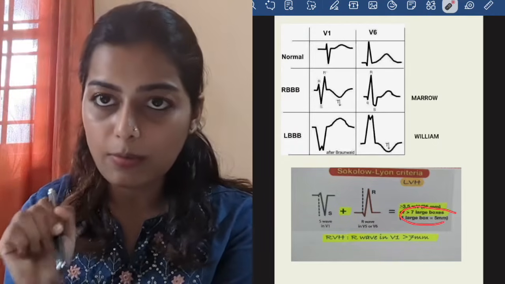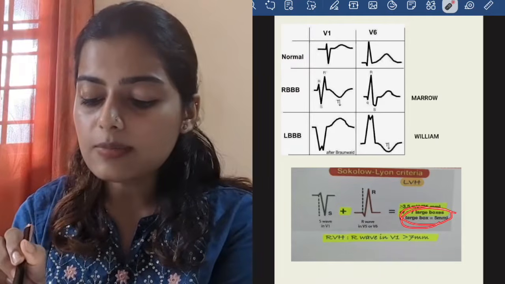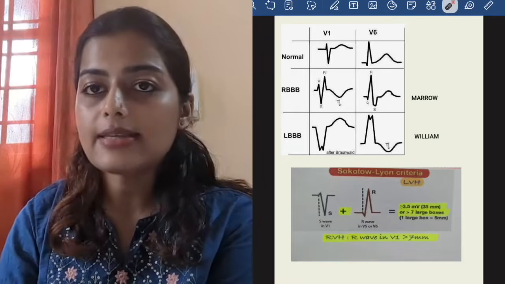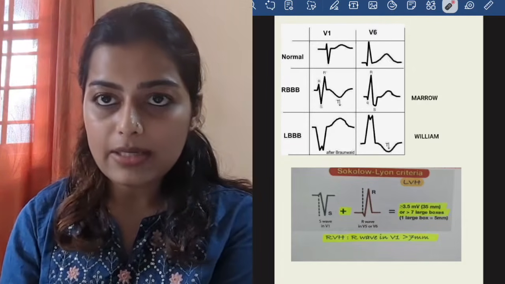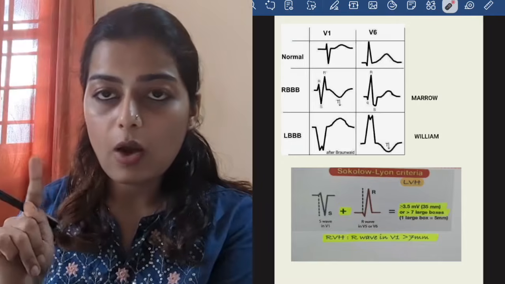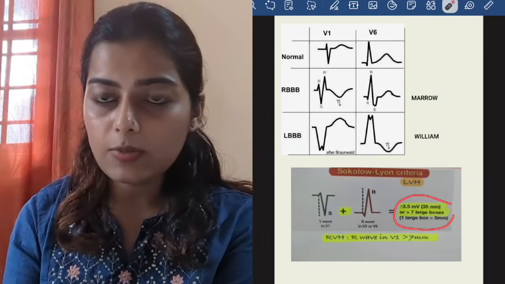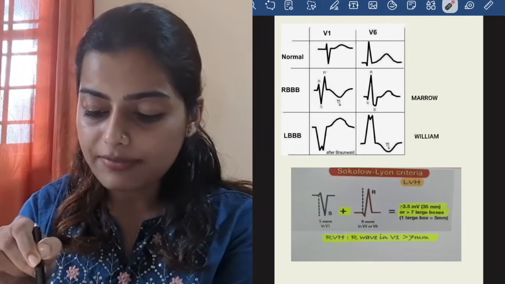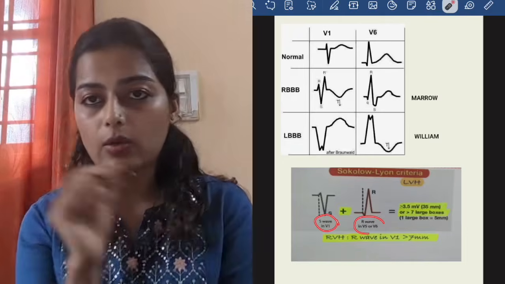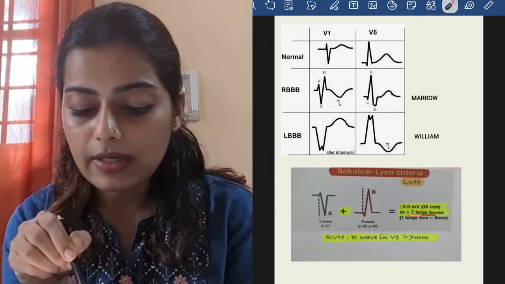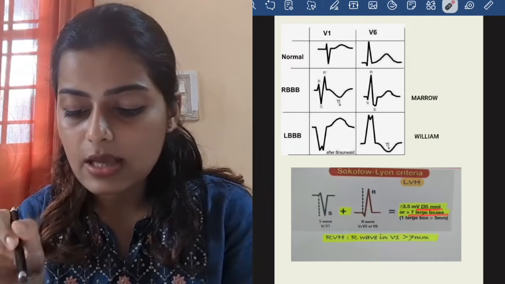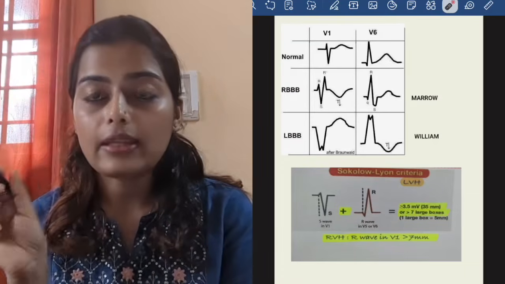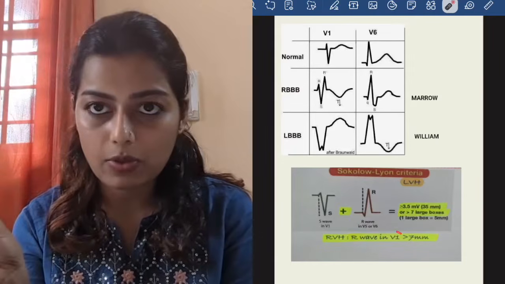Okay, we should count the number of boxes. If the number of boxes is more than 7, that is the large boxes, then the patient has left ventricular hypertrophy. Or in millimeter, when we explain, one large box is how many millimeter? 5 millimeter. So 7 large boxes, 35 millimeter. So if the total sum is more than 35 millimeter also, then the patient has left ventricular hypertrophy. So S wave in V1 plus R wave in V5 or V6, when it is more than 7 large boxes or when it is more than 35 millimeter, then the patient has left ventricular hypertrophy.